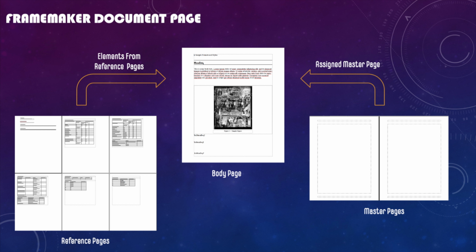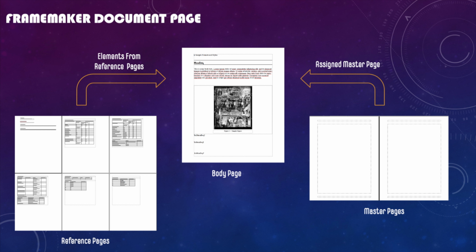Every FrameMaker document contains a body page, which is where the primary content sits, and that's in the center of this diagram. There is a set of master pages, and one of those master pages would be assigned to the body page, and then a set of reference pages, up to a max of 100, where the body page can pull elements from the reference page. That's a little bit more tricky to understand, but once you get the swing of it, it'll make perfect sense.